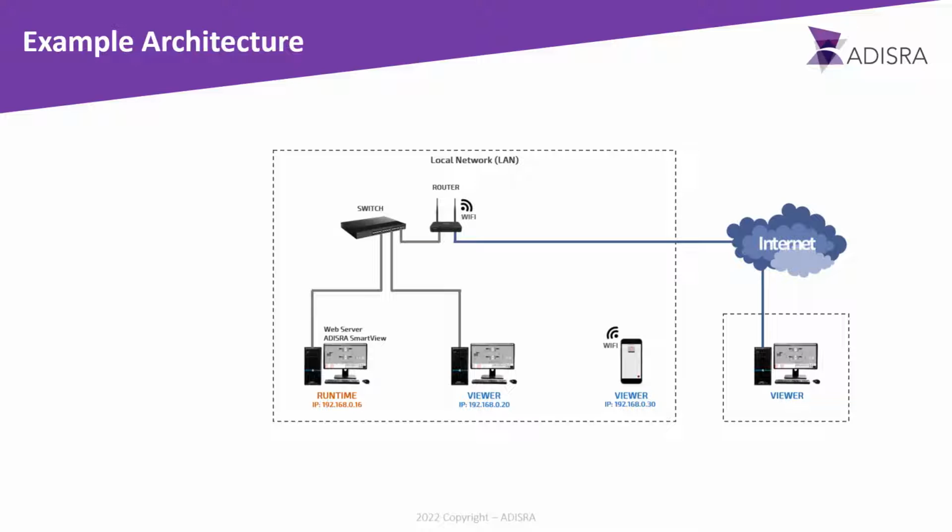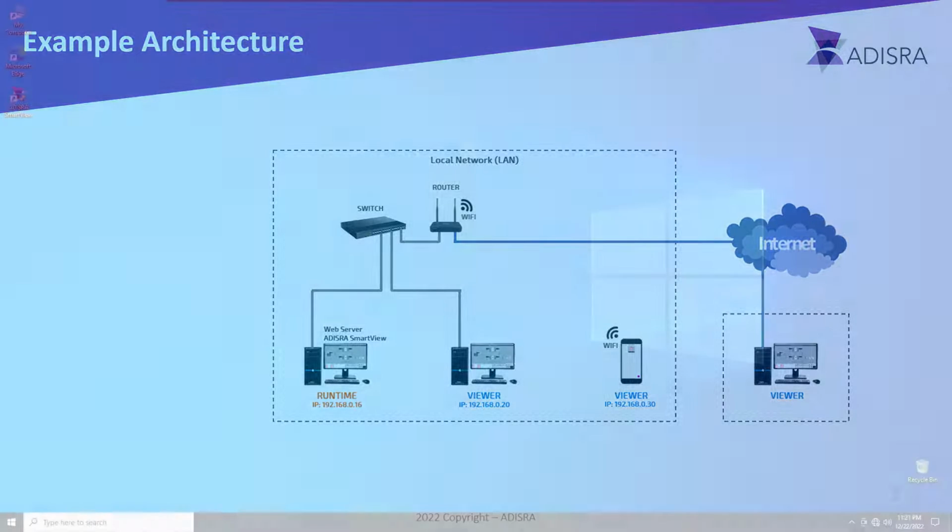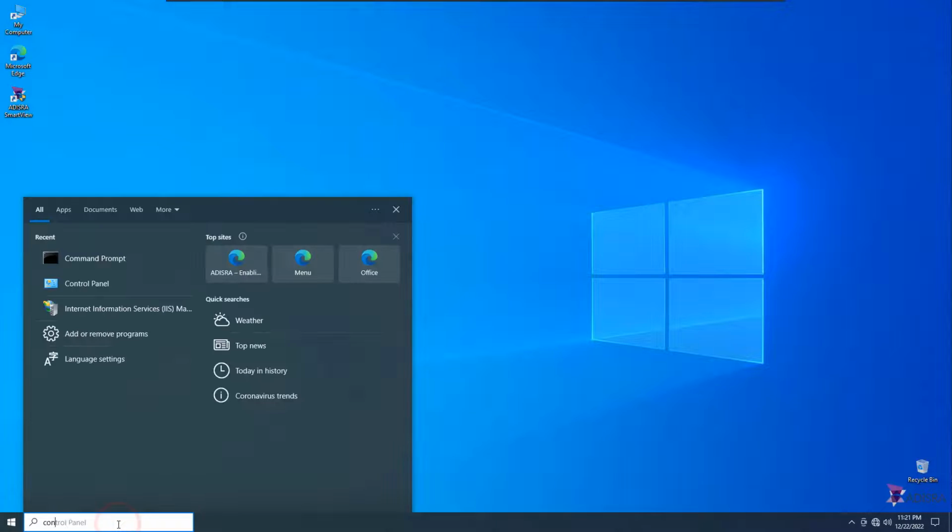As mentioned at the beginning of the video, for the runtime machine and the viewer machines to establish communication, it is necessary that all the machines have the same network address and each machine has an IP address. To configure the IP of a machine, access the control panel.